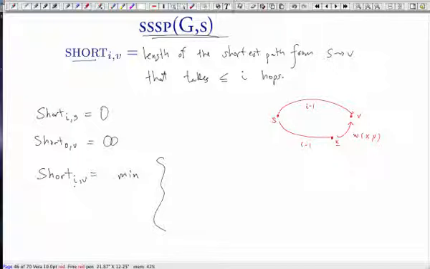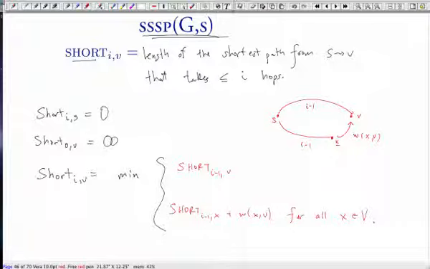The shortest path that takes at most i hops, it's either going to be the shortest path that takes i-1 hops and gets to V, or, how would you reflect the length of the path that goes from S to X in i-1 hops and then goes from X to V in one hop? Exactly.